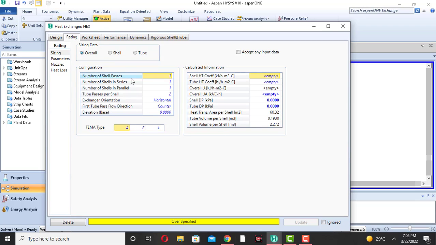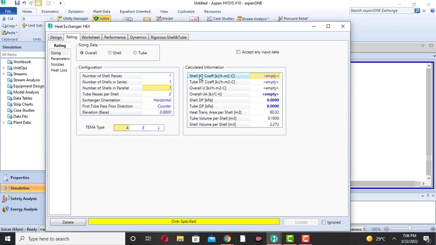And this is the rating section. Number of shell passes: this is a 2 shell pass and 4 tube pass, so click on 2. Number of shells in series: this is 1 shell. Number of shells in parallel: there is no heat exchanger in series, so 2 passes per shell is 2.